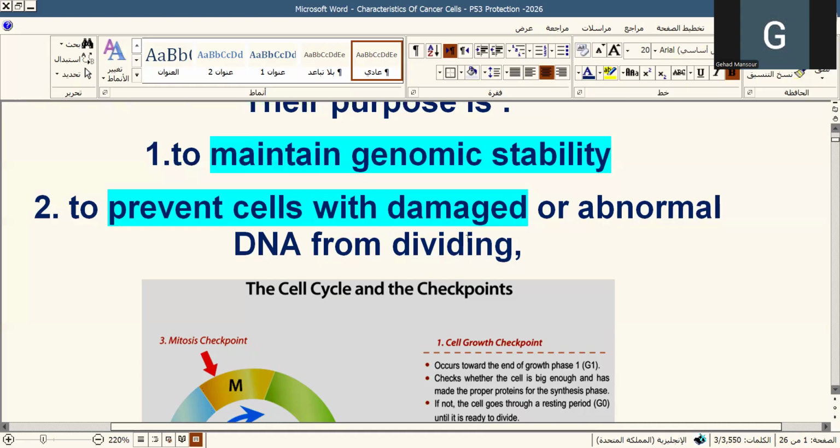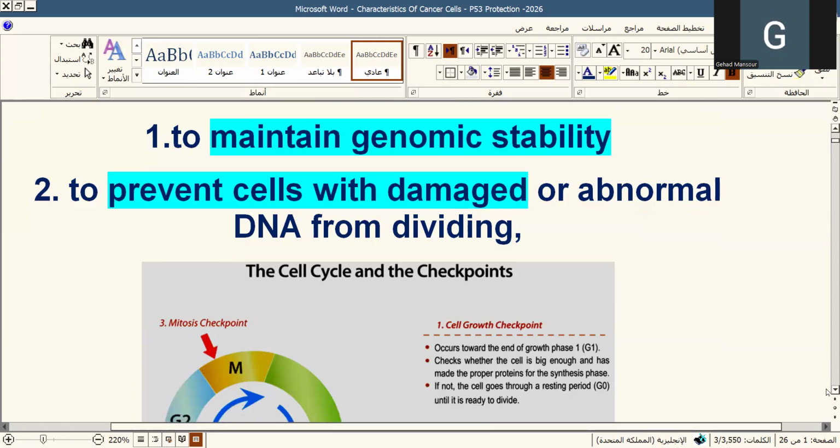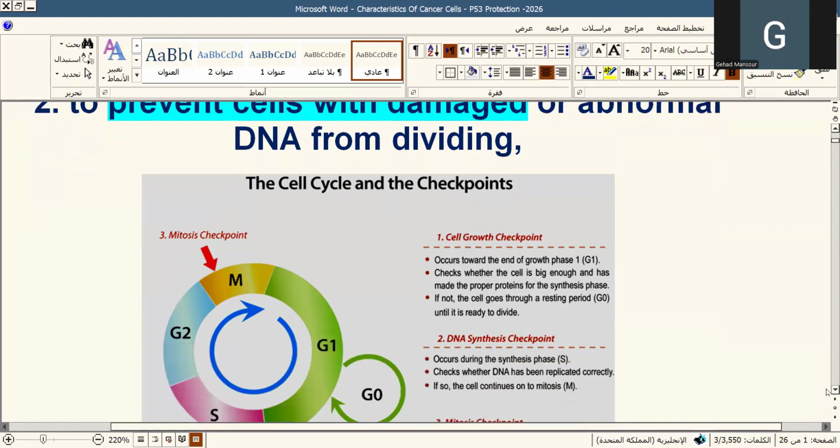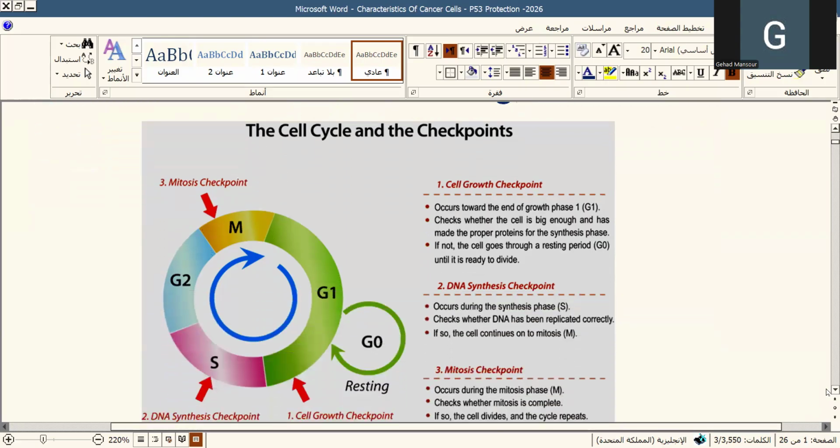And by preventing any cell with damaged DNA from replication, we are ensuring that we are maintaining genomic stability. Because one important thing is that the genome stays constant over the generations to preserve the characteristics of the species.